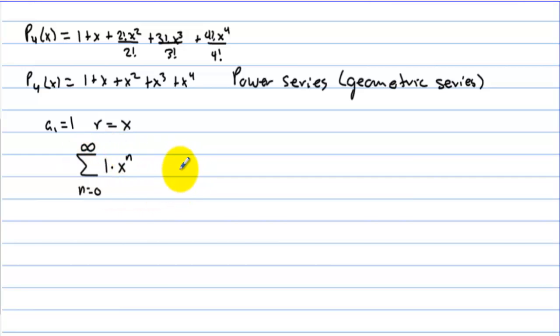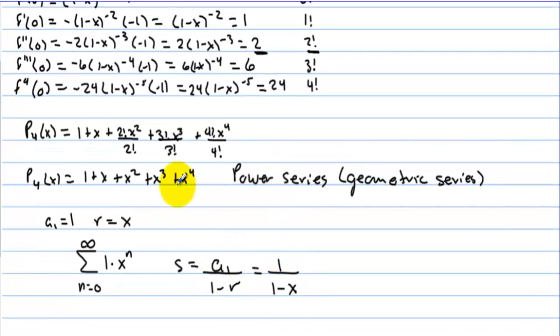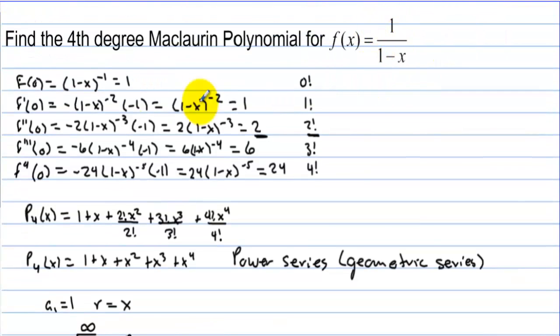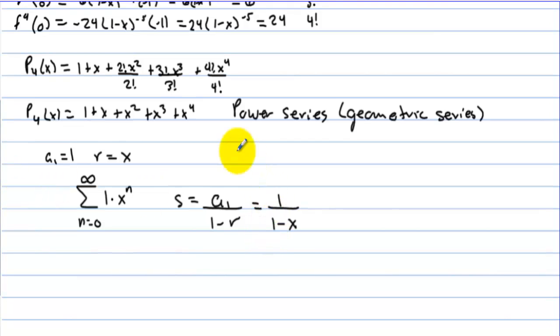When we have a geometric series, the sum is equal to a sub 1 over 1 minus r. And in this case, a sub 1 is 1, and the r is x. So look how we kind of end with what we began with. This is the function that represents this series. And we kind of already knew that. We were given that. So the sum is the same as the function that represents the series.